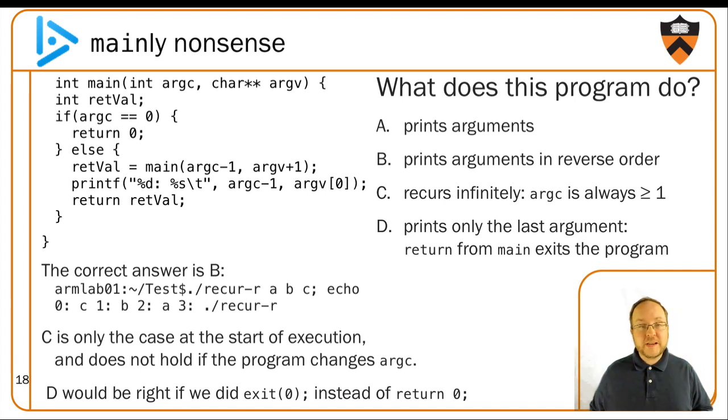A couple of things to note here. D would actually be right if instead of returning from the base case, we did exit 0. So return, just like in Java, just like in any other function, main isn't special in this case, return says return to where I was called from. Exit, on the other hand, says terminate the program right here and now with this status. So if instead of returning, we did an exit 0, we would in fact only print the very last argument, because we'd print only the first printf, but doing it backwards.